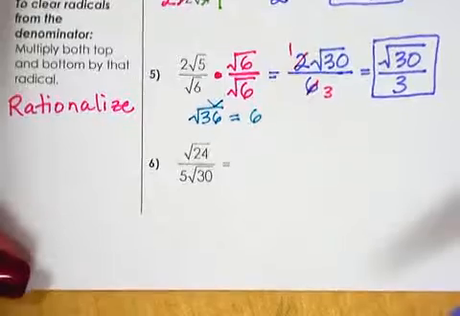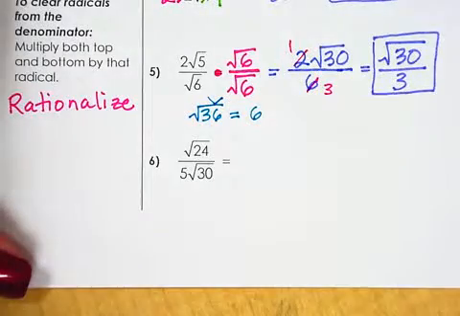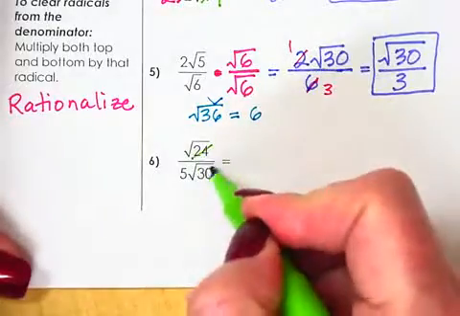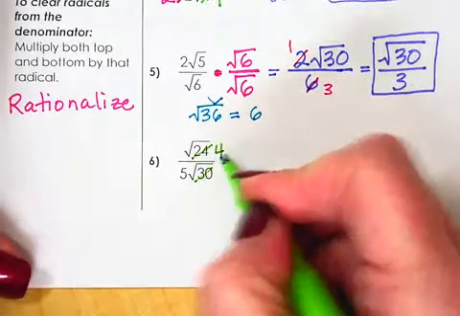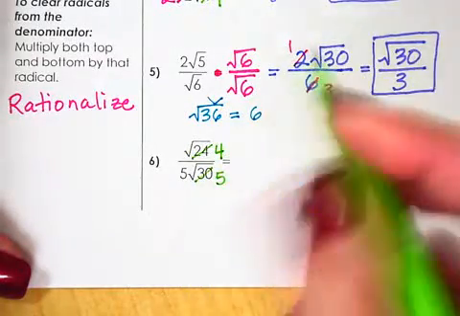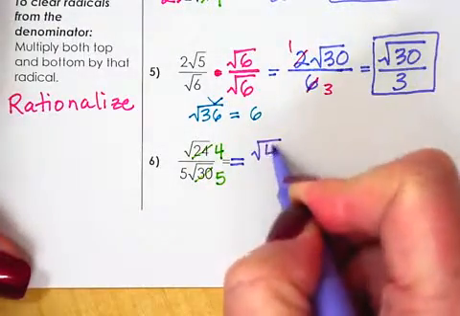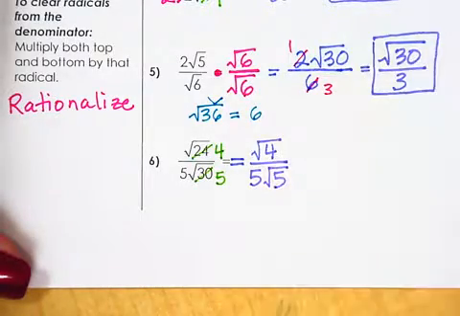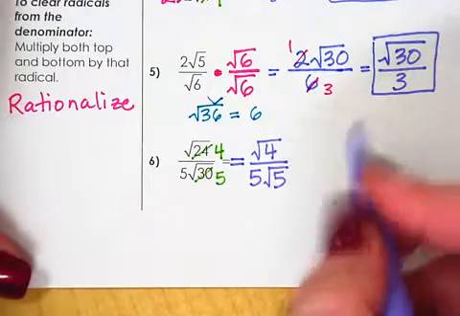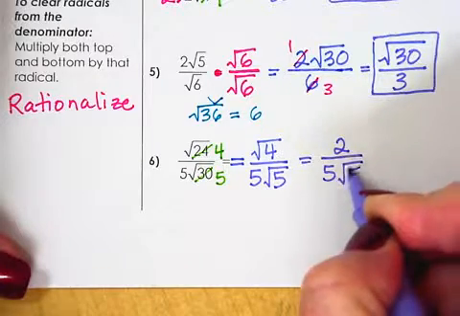Okay, last one. So I would simplify as much as possible before doing anything else. So I notice that 24 and 30 have a common factor of 6. So 24 divided by 6 is 4. 30 divided by 6 is 5. So we're going to go ahead and simplify that. Let's rewrite this. So I have the square root of 4 over 5 times the square root of 5. Okay, I do know what the square root of 4 is. That equals 2 over 5 square roots of 5.